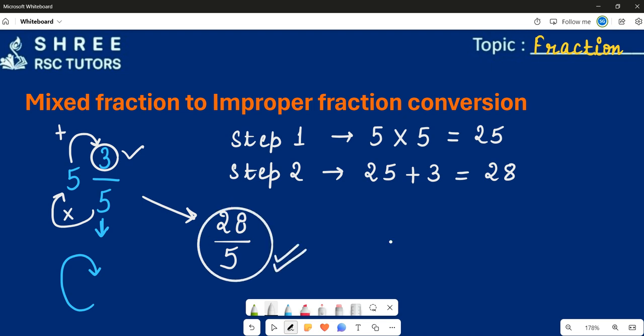I'll repeat. First step is to multiply the denominator, the 5, with the whole number. This is the step 1. Whatever answer you are getting, just add that answer into the top number to get the top number of the improper fraction. And this is how you convert any mixed fraction into an improper fraction.